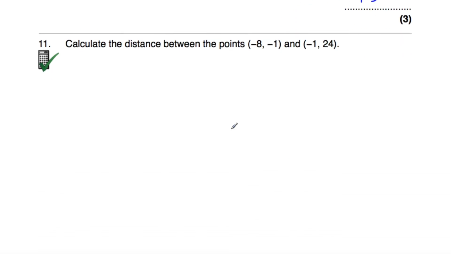So question number 11, we're going to draw another sketch again. So we're going to get a ruler and pencil, and we're going to draw our x-axis, and we're going to draw our y-axis like so. And again, it's just a little sketch.